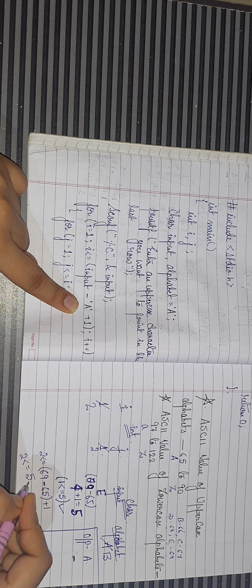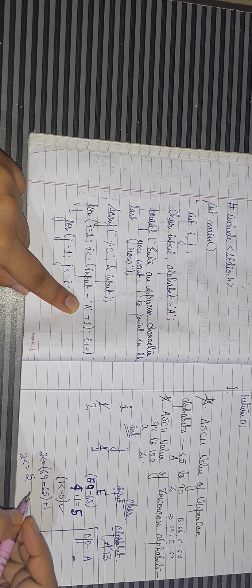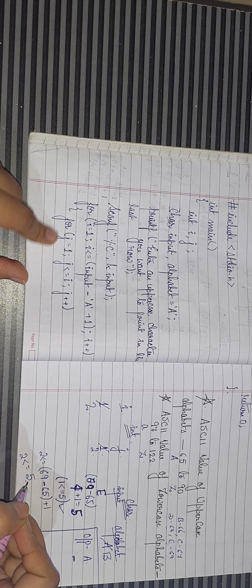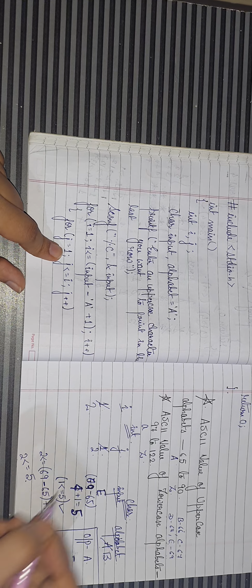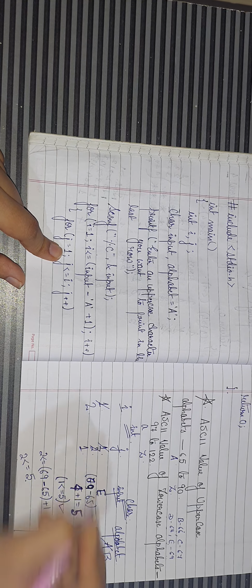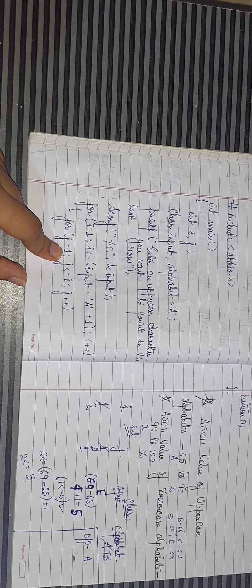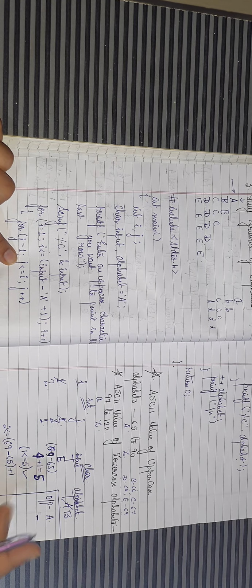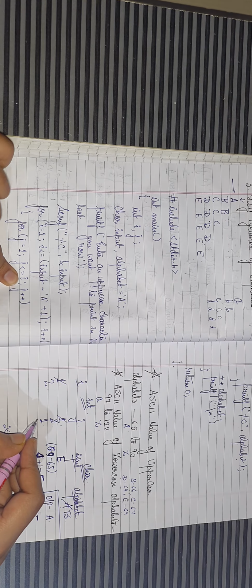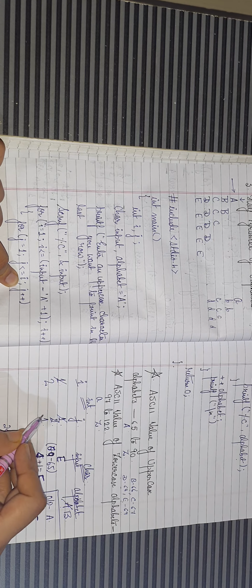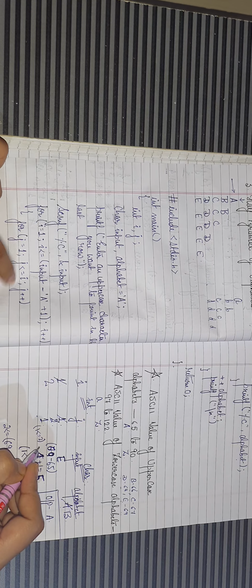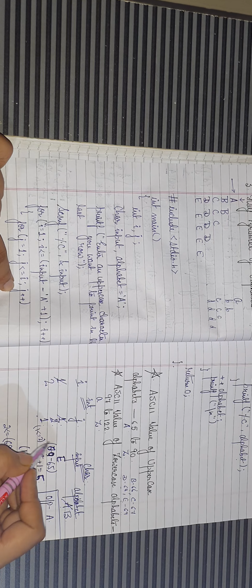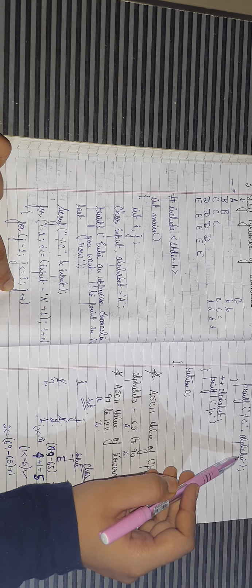So 2 is less than or equal to 5. The condition is still true, right? So it will go inside the j loop, and j will again be assigned to 1. So now j value is 1. Now 1 is less than or equal to I, that is 2. The condition is satisfied, yes, true. Then we will enter into this loop and we will print the alphabet.